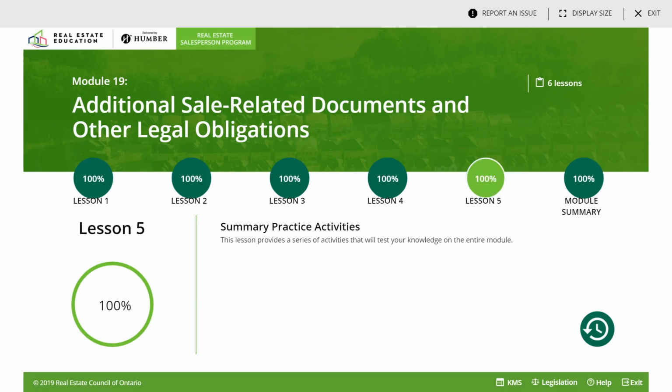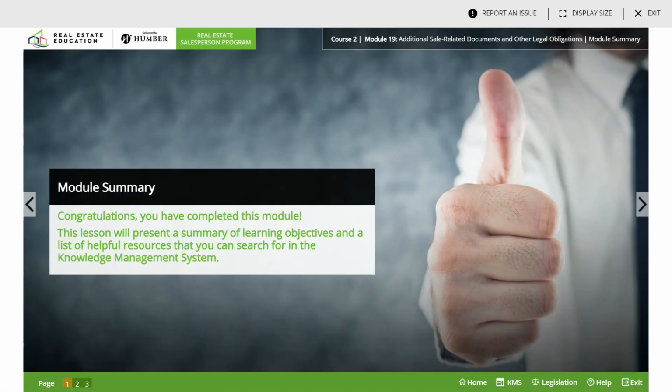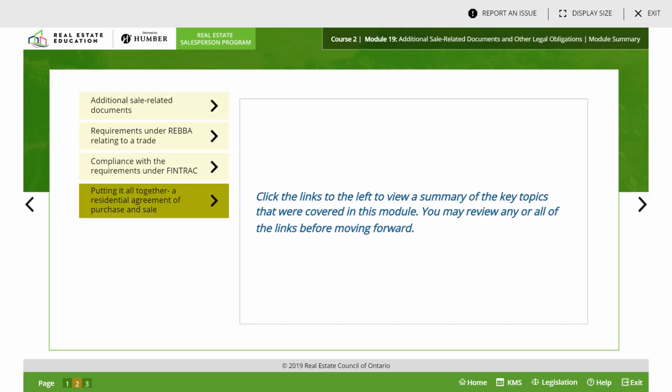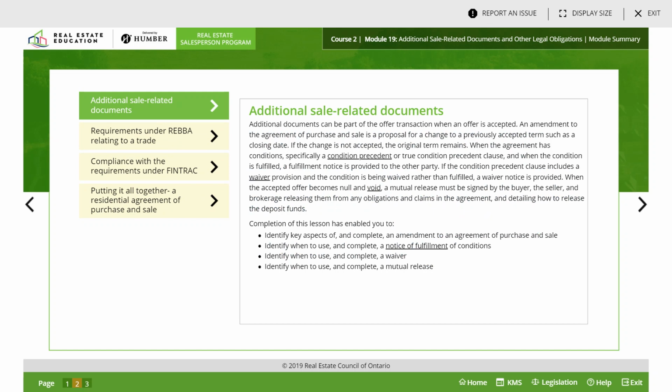Alright, that was lesson 4. Moving on to lesson 5. Lesson 5 is the summary practice activities. So we're going to skip that and go to module summary, see if we can find any good information that we could use.